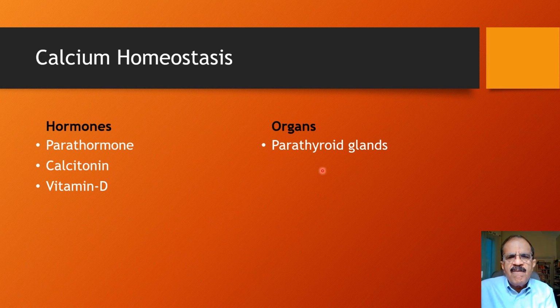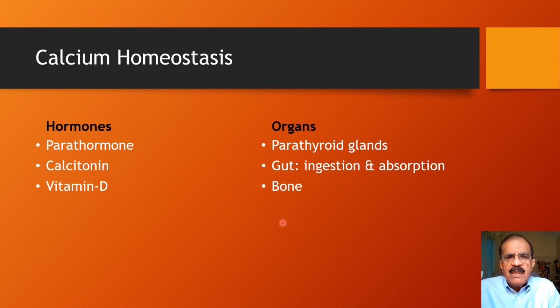Some have more, some have less, but on the average there are four glands, very small in size, and they are attached to our thyroid gland, and they function as one structure. Then we have a very important role of the intestine, where the food we take is absorbed from the gut, and this requires the help of vitamin D, and vitamin D in turn needs the help of parathormone to do that function.